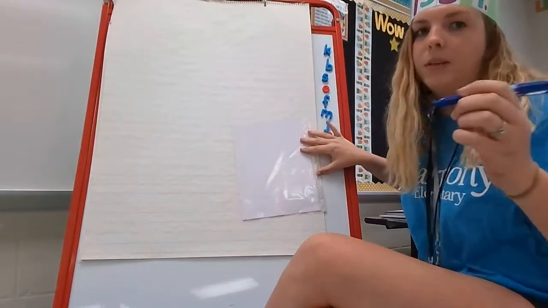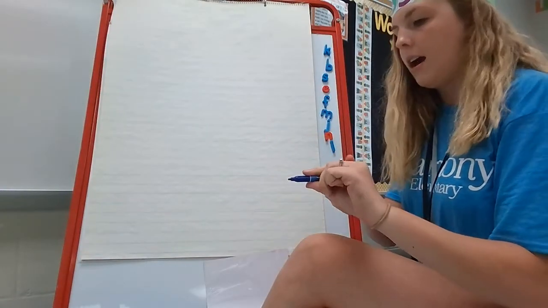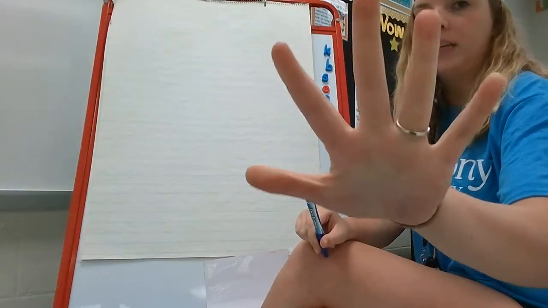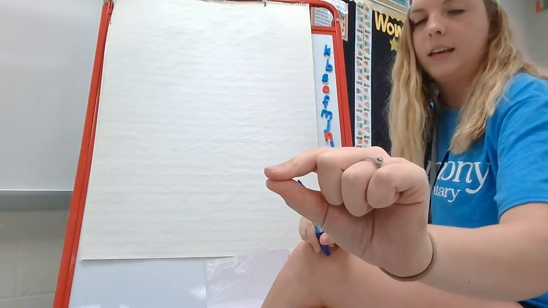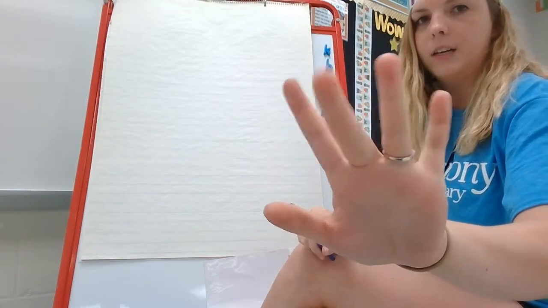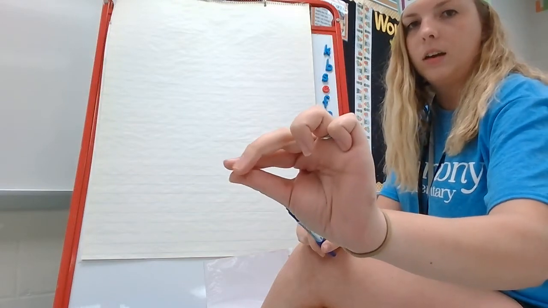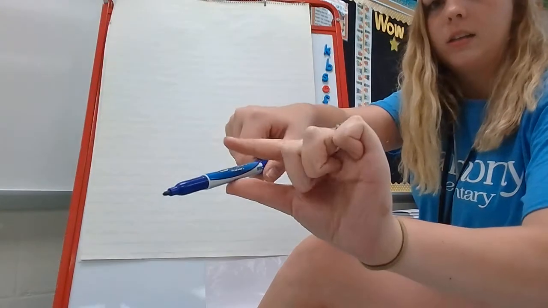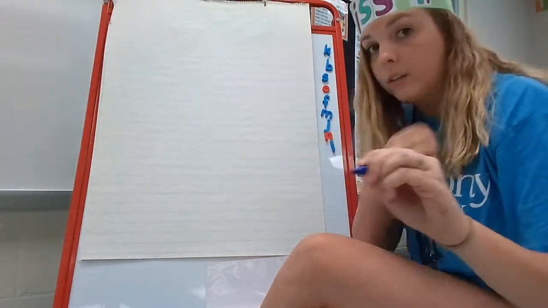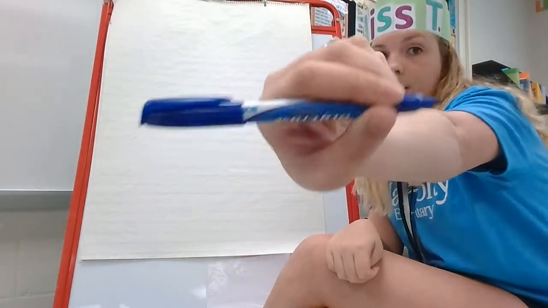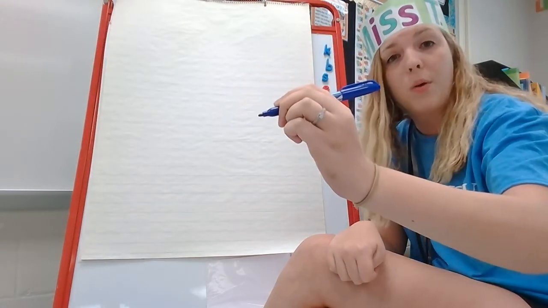Now, when I write, I want to make sure I'm holding my pencil the right way. So, remember how earlier this week we talked about how we can put our pointer finger and our thumb together, like they're talking. And then our next finger, our middle finger, is going to rest on the pencil. So we grab at the end and our middle finger rests. That's for your left hand or your right hand. So that's what it looks like on this side. That's what it looks like on this side. Check yourself. Are you holding it the right way?